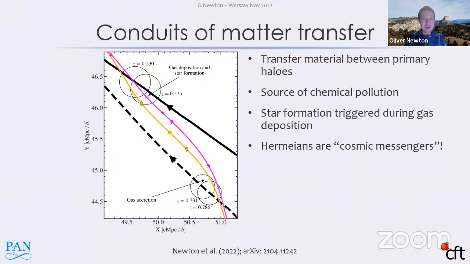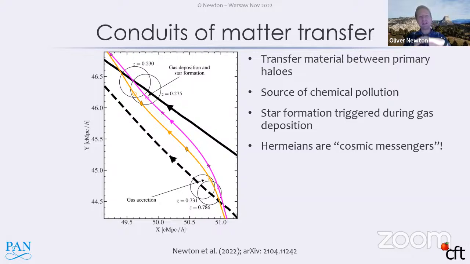And the last thing I want to mention on this before moving on to the second part of the results that I'll present today is that the Hermeians themselves act as conduits of matter transfer, both dark matter, gas and stars, between M31 and the Milky Way. We see this in the simulations, although we are at the limits of the resolution of the simulations, so there's a limit really to what we can say about this.